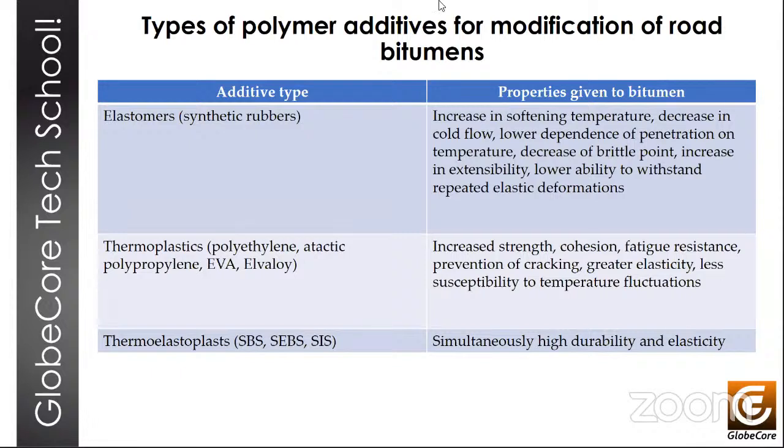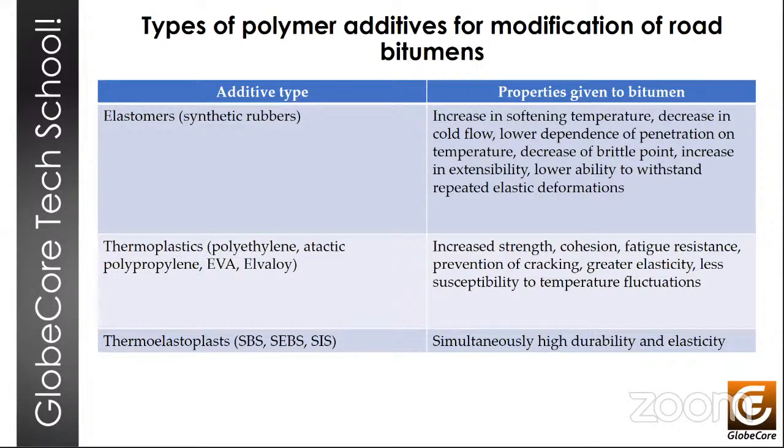There are thermoplastics, which include polyethylene, atactic polypropylene, for instance, the ethylene copolymers. Among them, you can have ethylene vinyl acetate, EVA. We have a copolymer of ethylene and acrylic acid, also known as alveoli.